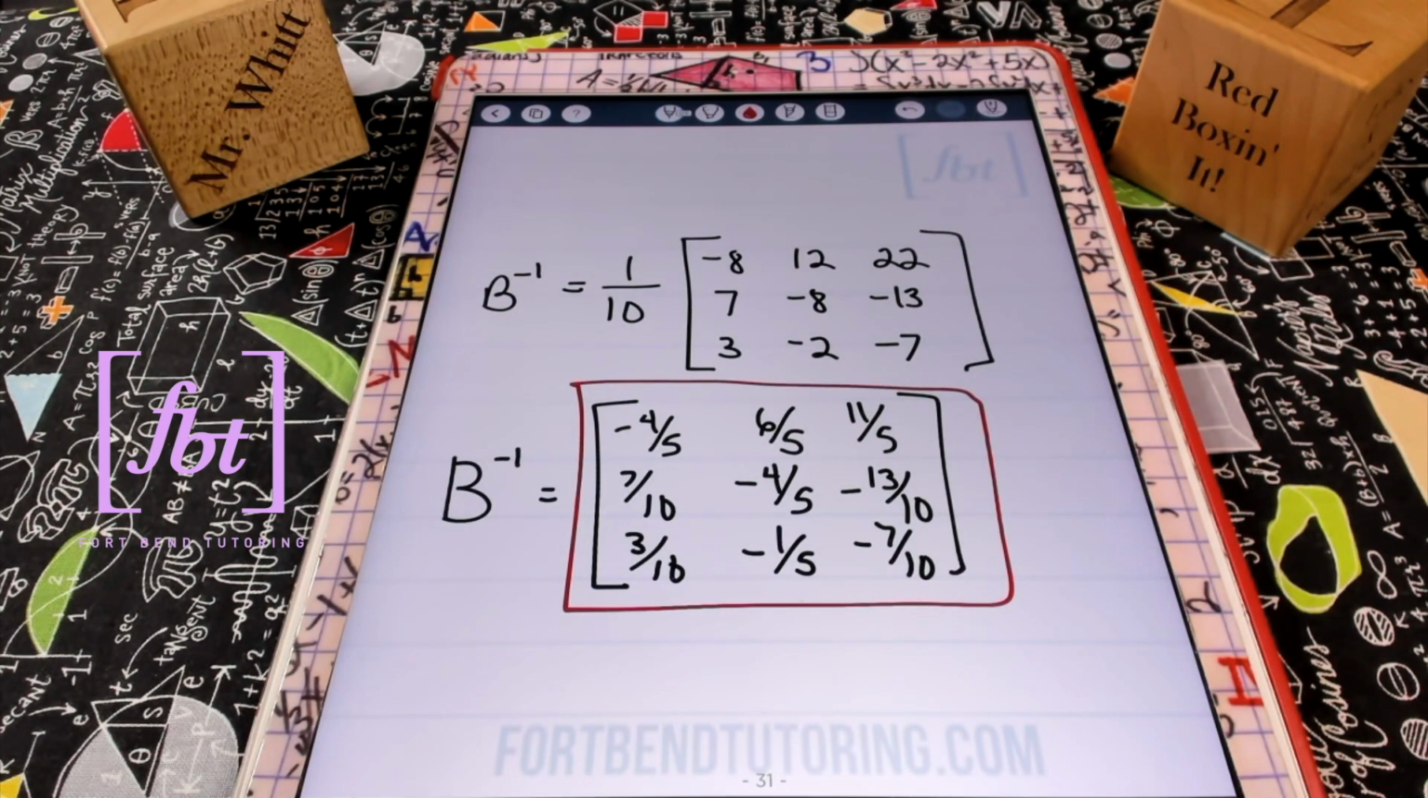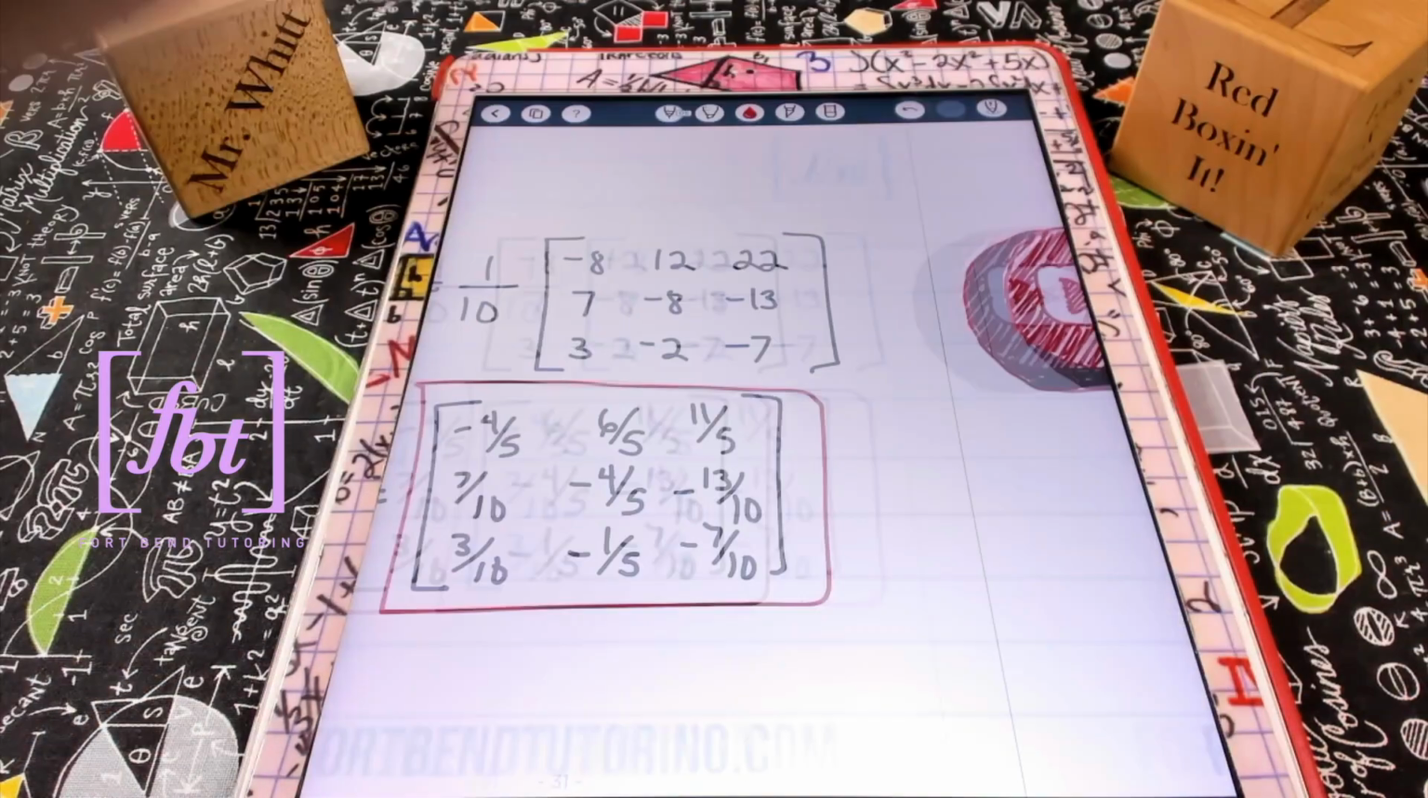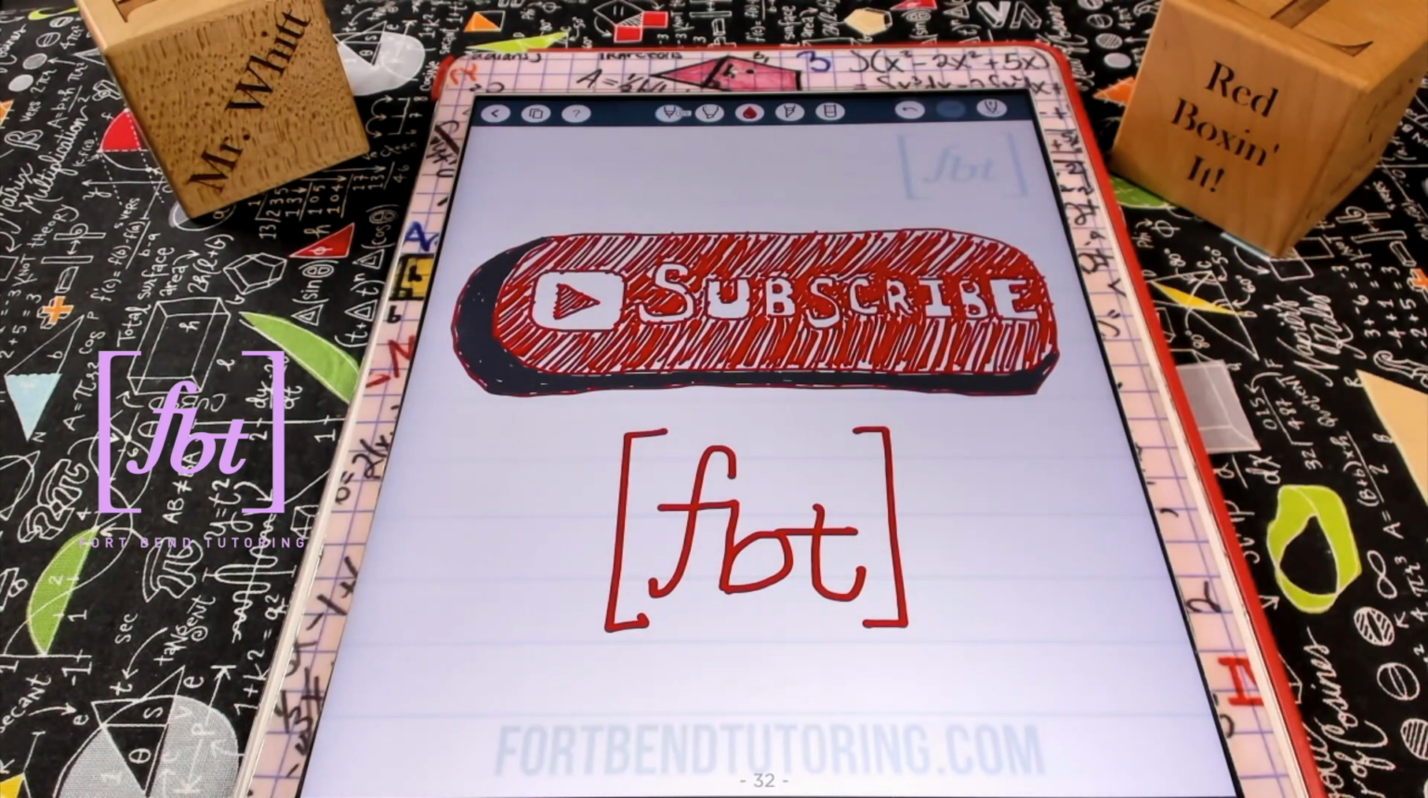This completes finding the inverse of matrix B, a 3x3 matrix that had plenty of fractions in it. So I wanted to make sure I gave you an example that ended up with a lot of fractions within it. And there you have it, guys. So that was our last problem for this video.